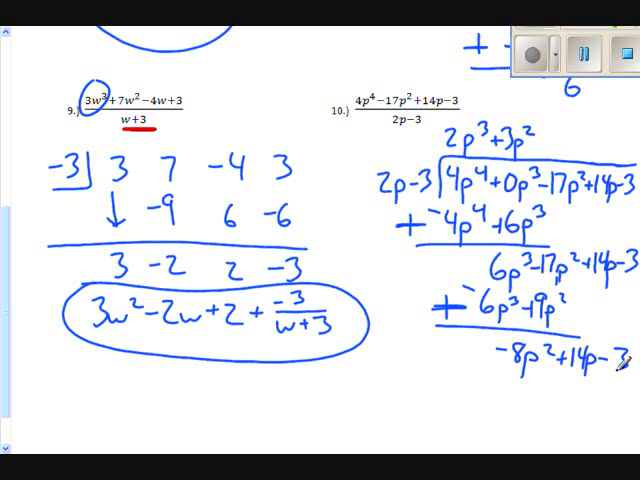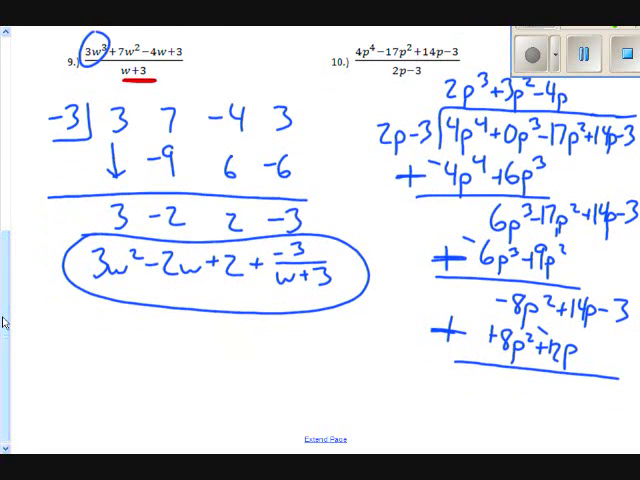And now what do I have to multiply the 2p by in order to get a negative 8p squared? It's going to be a negative 4p. So now I multiply. That's a negative 8p squared plus 12p. And now I'm subtracting, which remember is the same as adding the opposite. So when I do that, it's going to leave me with 2p and the minus 3.